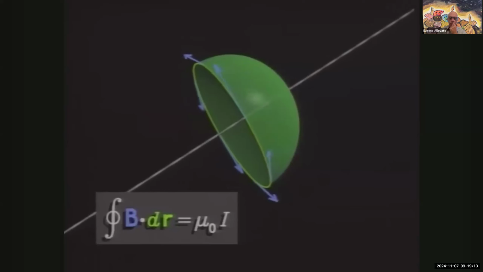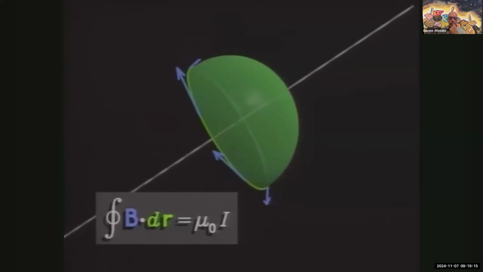But that's no longer true if the current flows into a capacitor. Then, even though current is flowing, there may be none through the membrane. If so, what is the magnetic circulation equal to?